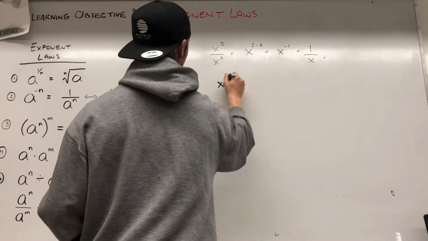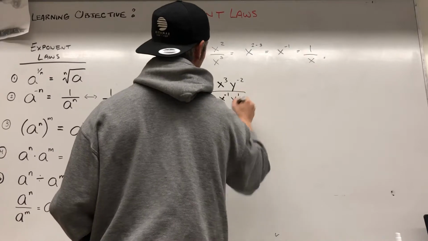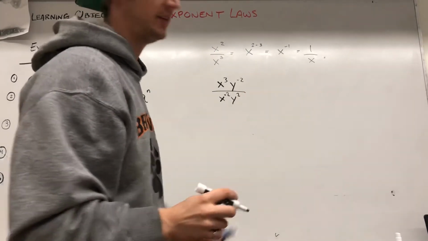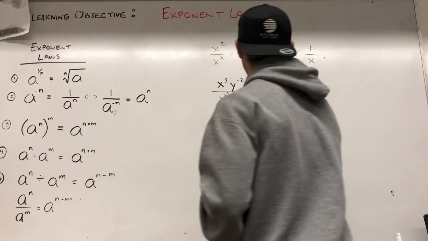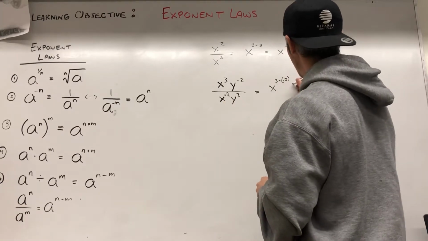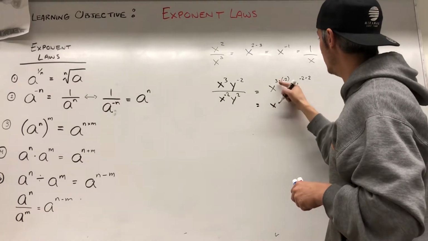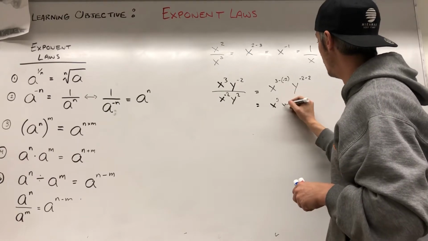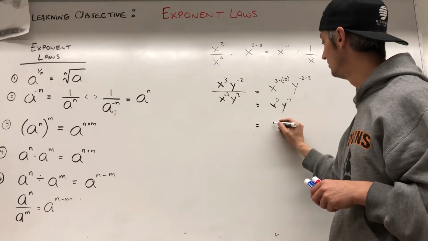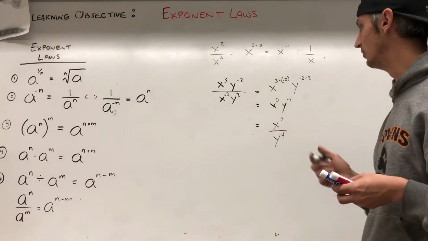So if I had x cubed y to the negative 2 over x to the negative 2 y to the power of 2, and I said simplify this. Well, you'd say, okay, I've got x to the 3 minus whatever's on the bottom, 3 minus negative 2, times y to the negative 2 minus 2. And this would give me x to the 3 plus 2, so x to the 5, y to the negative 4. And then this exponent is unhappy, so it's going to want to jump to the bottom. I get x to the 5 divided by y to the 4. And that's how I would show my simplified version of that.